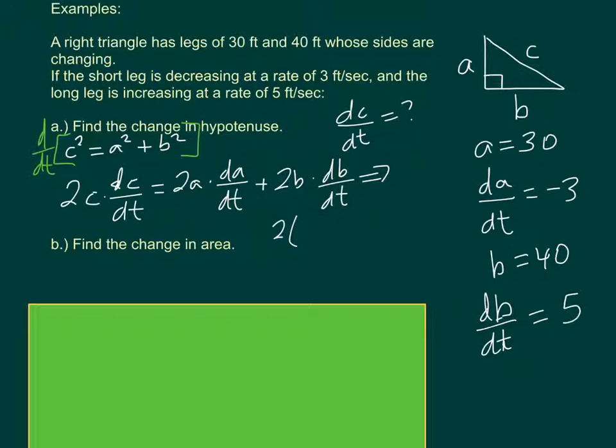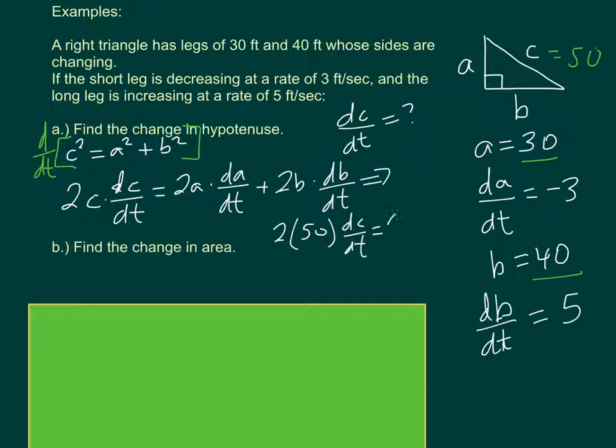C. We need to find what C is. Hopefully, using your Pythagorean theorem, you can find this. We know A squared plus B squared equals C squared. If A is 30 and B is 40, we know this is going to be 50 with a 3, 4, 5 relationship. So we're going to have 2 times C, which is 50, times dC/dt equals 2 times A. 2 times A is 30.